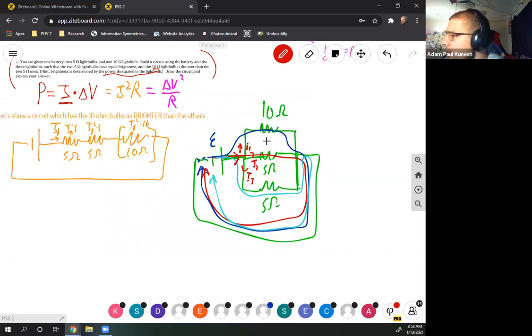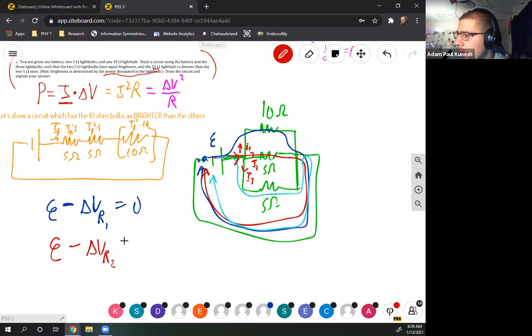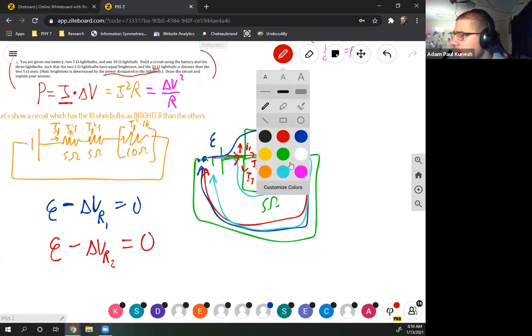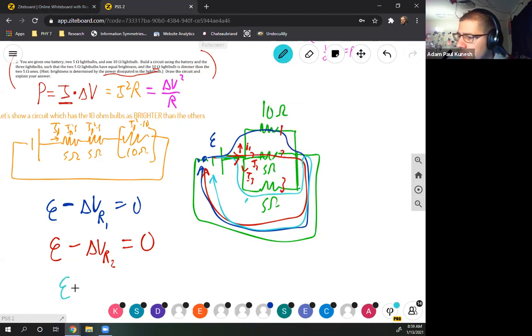Each of these resistors following each of these paths has to dissipate the battery voltage. Let's follow the blue path first, for example. I start here, I go across the battery, I get a battery voltage. Then I flow up the resistor, I get minus delta V resistor 1 equals 0. The red path, I get the same: battery voltage minus the change in voltage across resistor 2 equals 0. This is 1, 2, 3. And finally, for the last one, battery voltage minus delta V R3 equals 0.